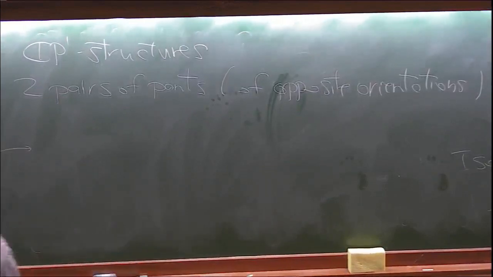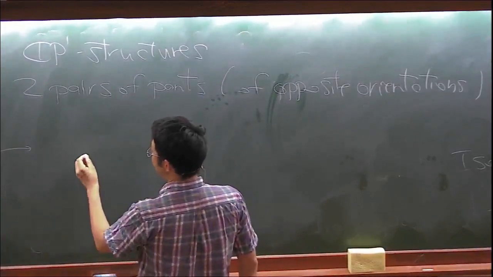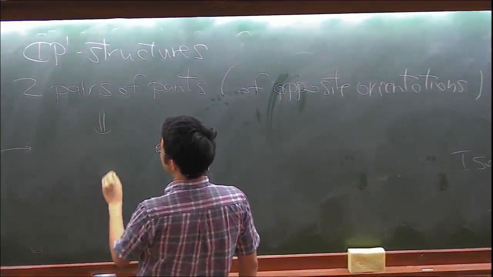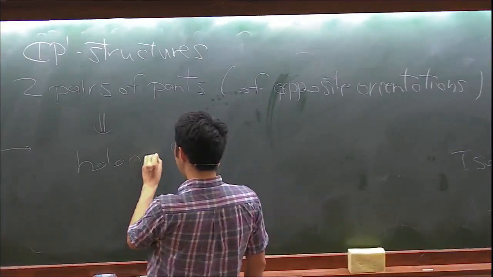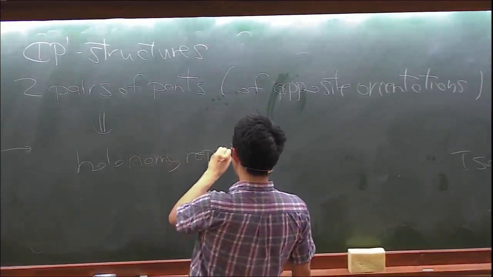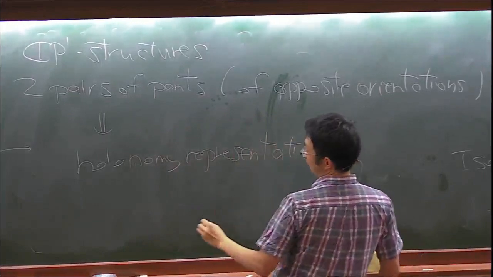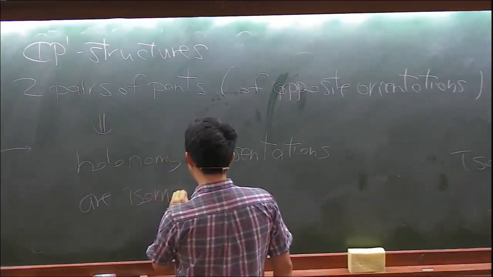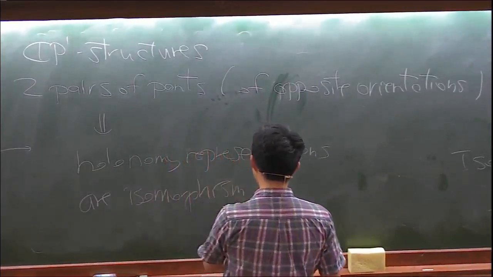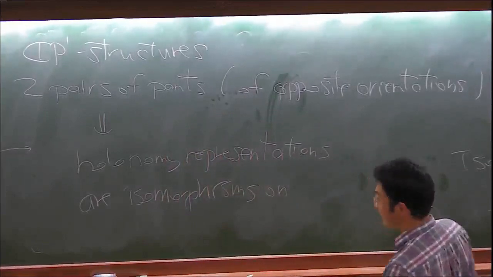And moreover, after cutting along the loops, the holonomy representations of those CP1 structures on the pairs of pants give an isomorphism onto the Schottky group we started with.